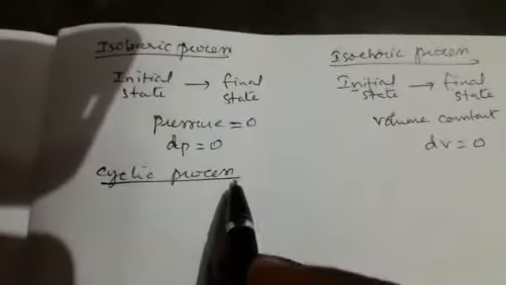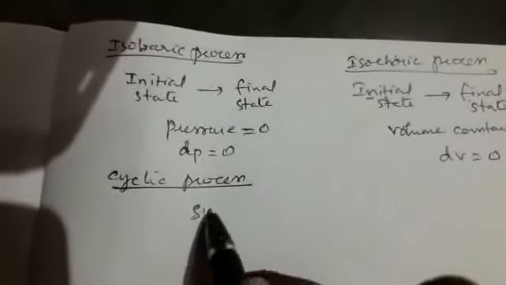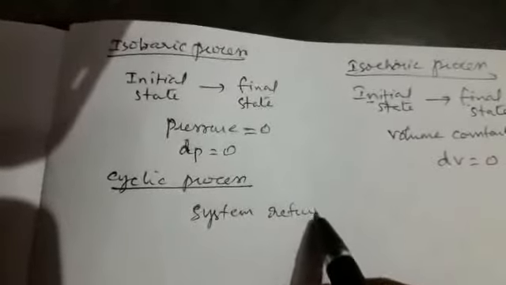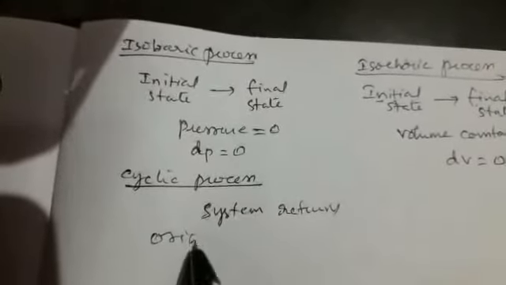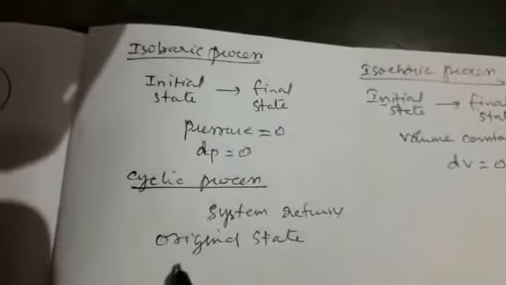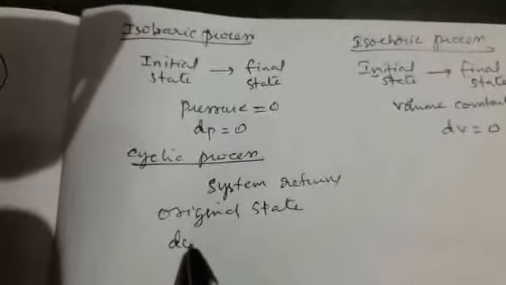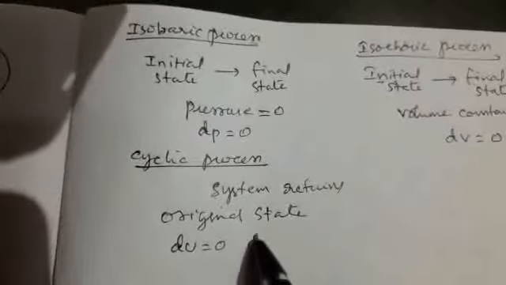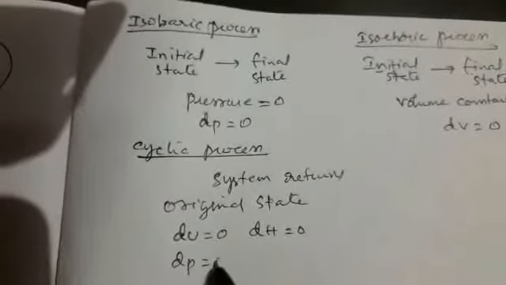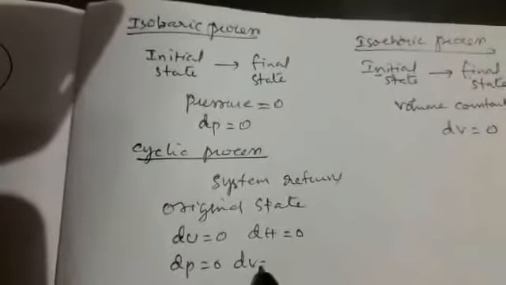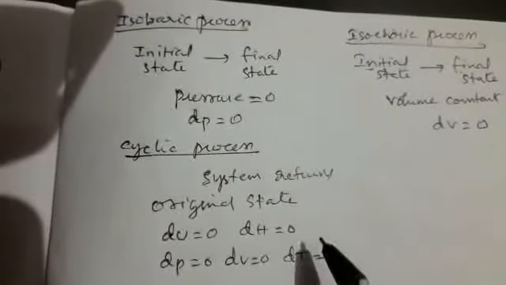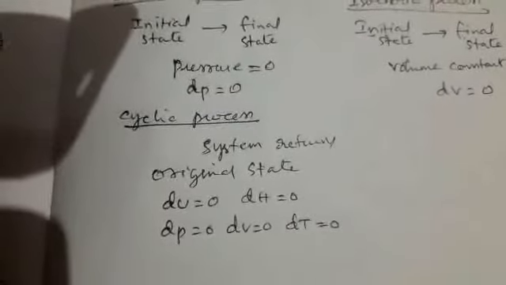Next, cyclic process. The system returns to its original state. That means dU equal to 0, dH equal to 0, dP equal to 0, dV equal to 0, dT equal to 0. That is for a cyclic process.